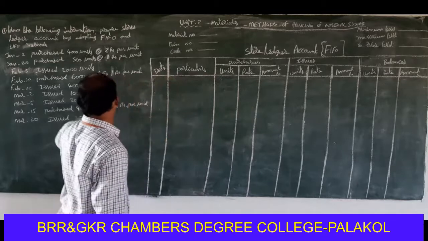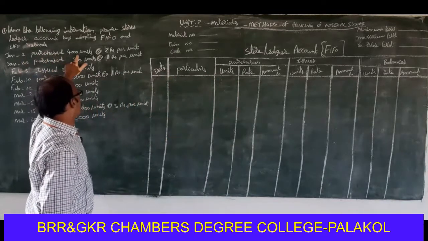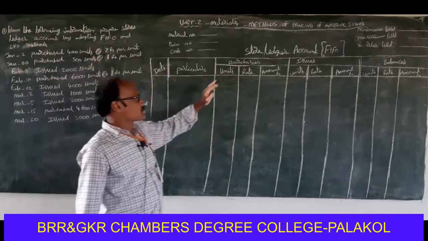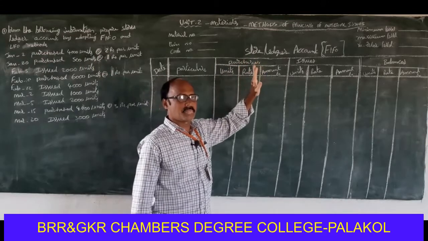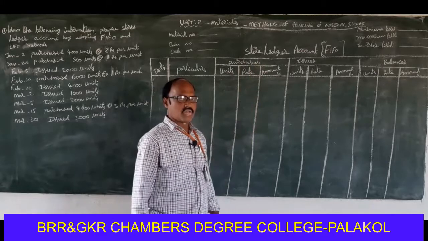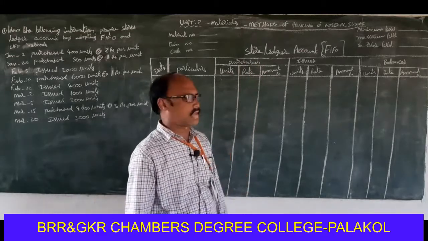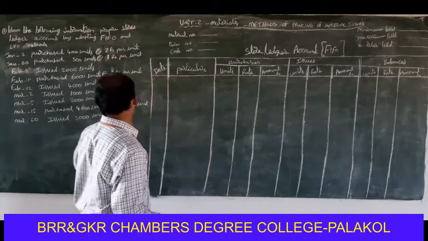For example, here the first transaction, January 2nd, purchased 4,000 units at the rate of 2 per unit. Now we are preparing stored ledger account under FIFO method. What is meant by FIFO? First in, first out. First release the old stock, then release the new stock.